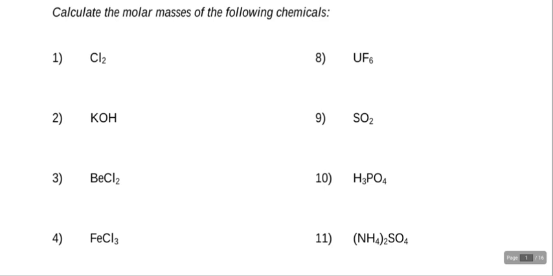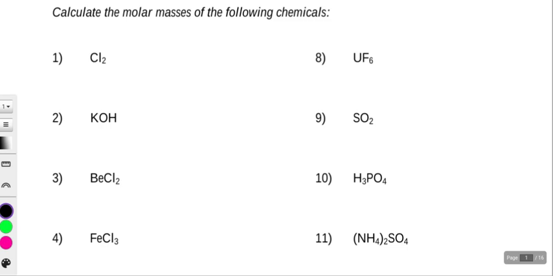In this brief video, we're going to take a look at calculating molar masses of chemicals and diatomic elements. In order to do this, you're going to need access to your periodic table, of course, and you're also going to need a calculator handy. So we're going to take a look at how we can calculate the molar masses of some of the following examples. So let's take a look at the first one.